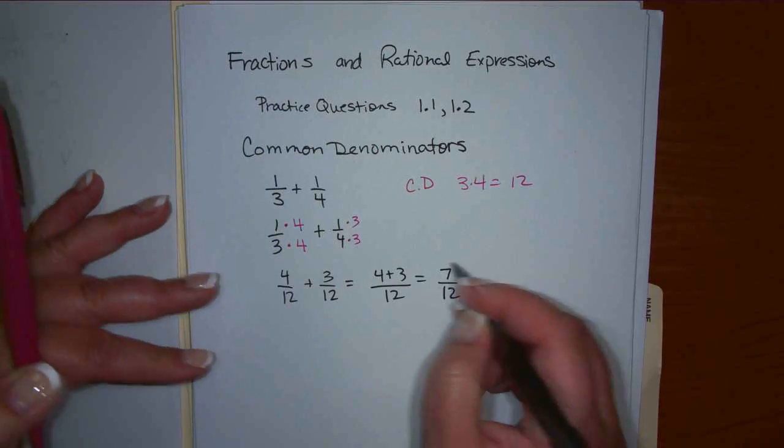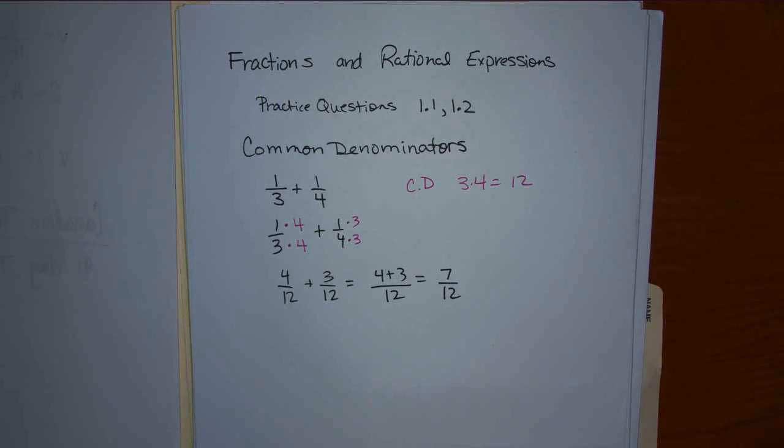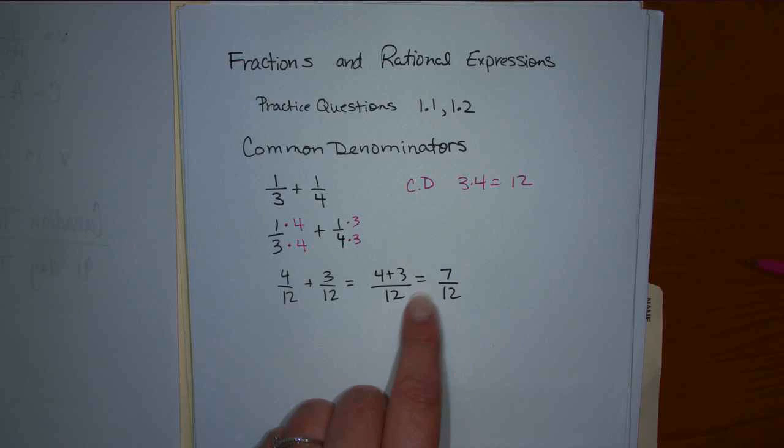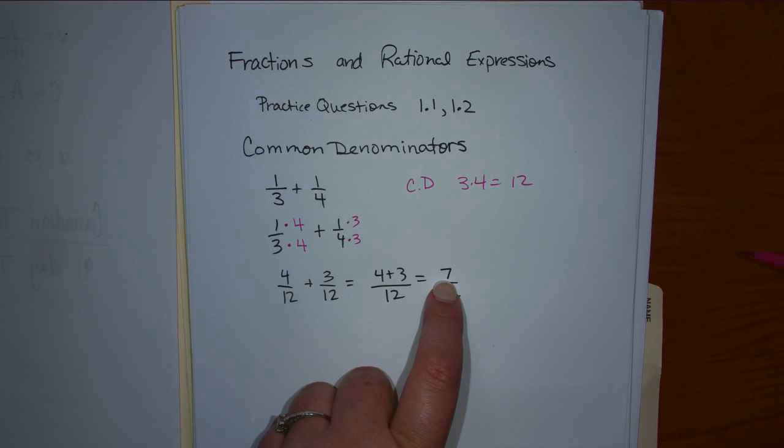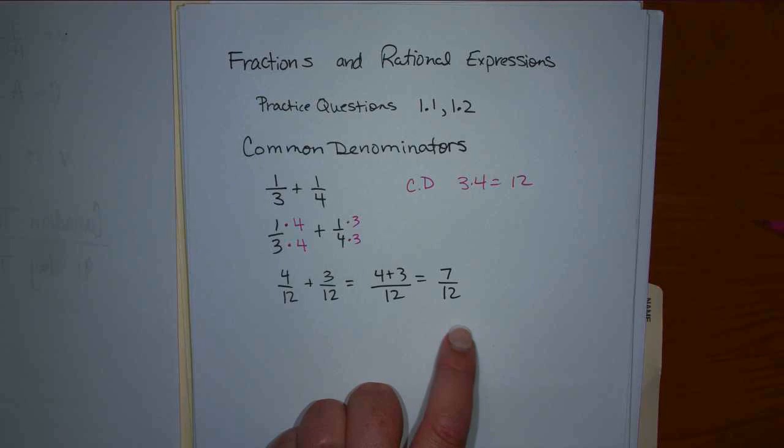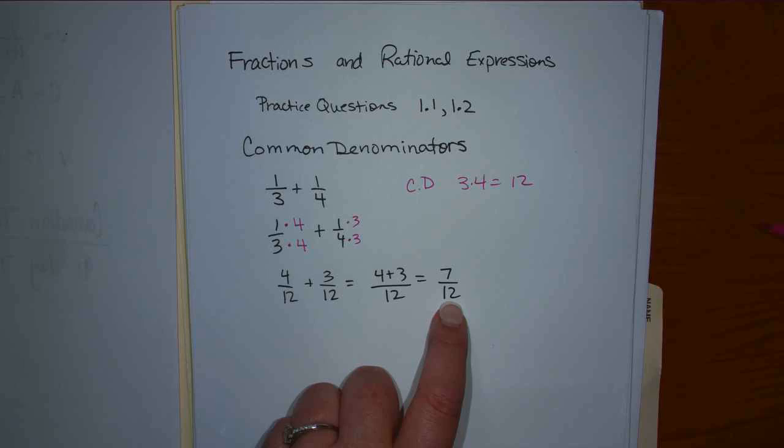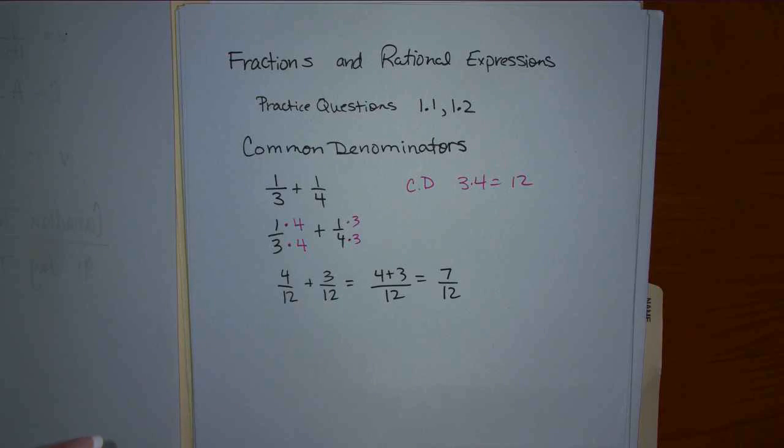7/12. Now, does that simplify? No. Why not? The factors of the top: what two numbers can you multiply to give 7? 1 and 7, that's it. Does a 7 go into the bottom? No. So that would be the answer.